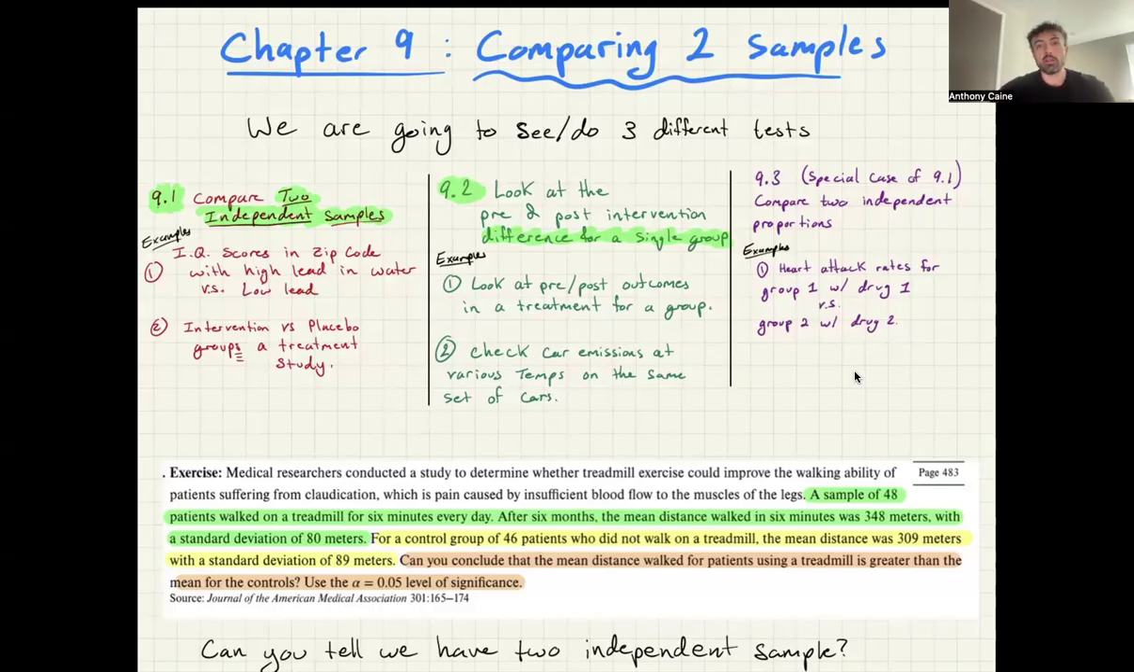There are three, I'll say, new tests in chapter 9. Really, one of them is just going to be a t-test again. And in fact, I'll just tell you it's this one. So, we're just going to see a t-test come up again. But let's kick it off with 9.1, which is where you're comparing two independent samples.